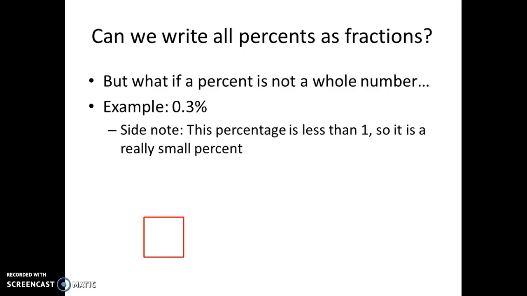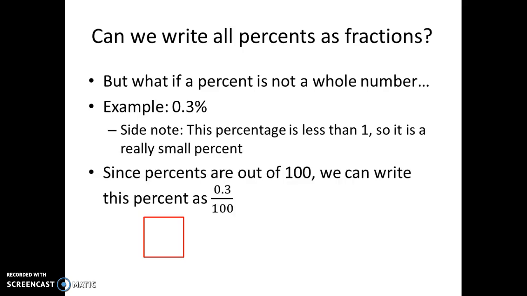So another example is 0.3%. We want to write this as a fraction. Side note, this percent is less than 1, so it's going to be a really, really small percent. Since percents are out of 100, we can write this percent as 0.3 out of 100. Again, we don't want to write a fraction with a decimal in it, so we can scale this up to get rid of our decimal. If we multiply the numerator and the denominator by 10, 0.3 hundredths is equal to 3 thousandths. So 0.3% is equal to 3 thousandths.